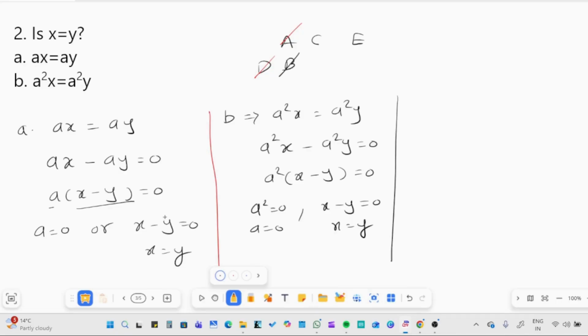What if you combine both the statements? Even if we combine both the statements, it will not help, because statement A was saying that either a is 0 or x equal to y, and the same thing we were getting from statement B also. That means together also they are not sufficient. So for this question, the answer must be option E, neither nor.